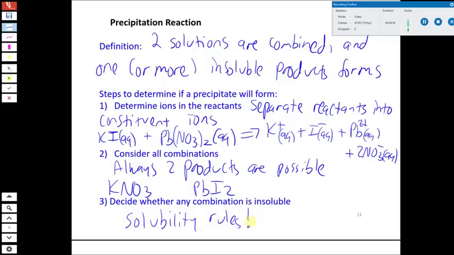Okay? We always assume, because we're told that we're starting with aqueous solutions, that the two reactants are soluble, but then in many cases, one or both of the products, usually just one of the two, but sometimes both, will be insoluble and form as a precipitate. And we have to use solubility rules to predict which one of those products that would be.